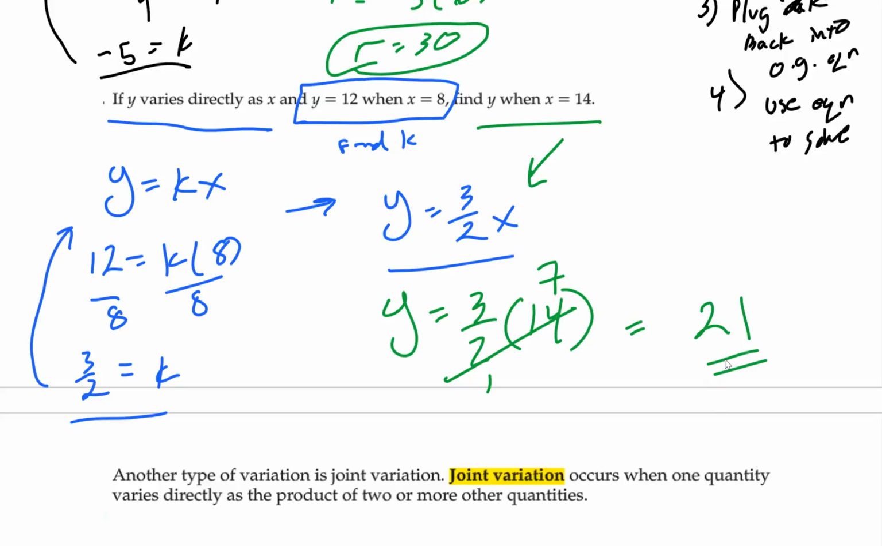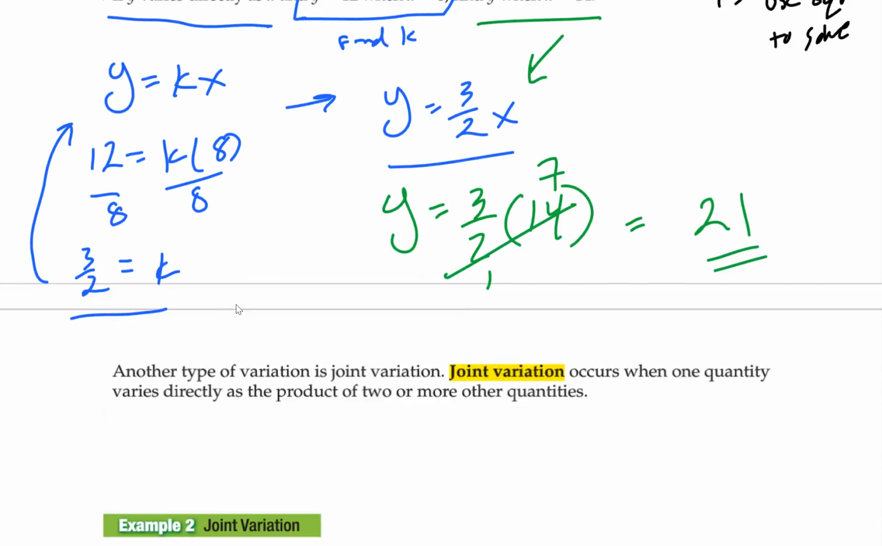Again, that's the general idea. We're going to do this over and over again, but that's the general idea of how we do this. You set up your equation, find your constant variation. Now you have your full equation, and now you can solve anything you want to solve. So that's direct variation. Let's talk about joint variation.